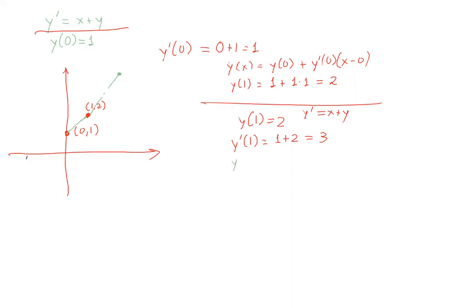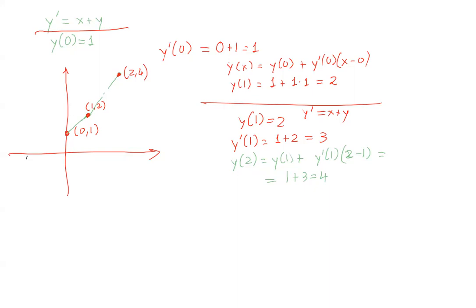So now y of 2 is going to be y at 1 plus the slope, which is 3. So if I want to write it in a theoretical way, y prime at 1 times 2 minus 1. Which of course will be equal to 1 plus 3, which is 4. So I will end up at the point 4. So this will be the point 2, 4.